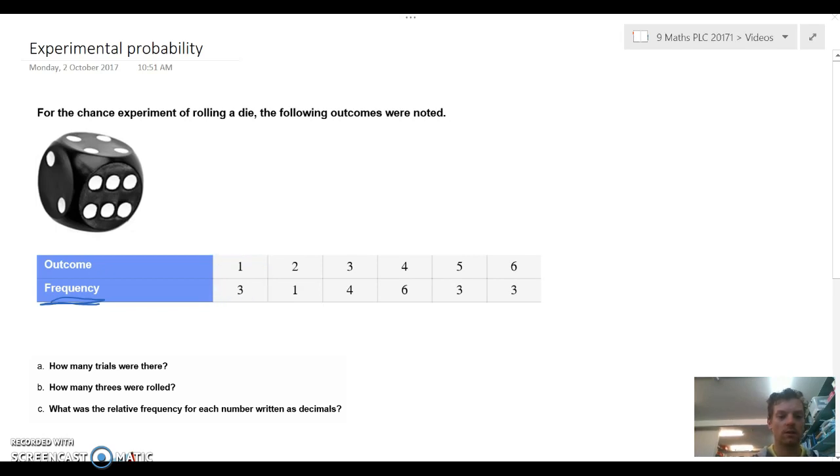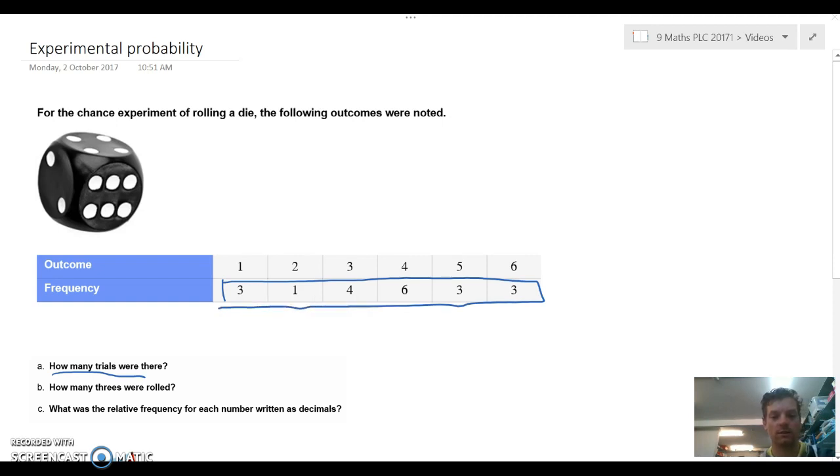The first thing we do with a table like this is find out how many trials there were. All we need to do is add up the frequencies. So 3 plus 1 is 4, plus 4 is 8, plus 6 is 14, plus 3 is 17, and 3 is 20. So there were 20 trials.